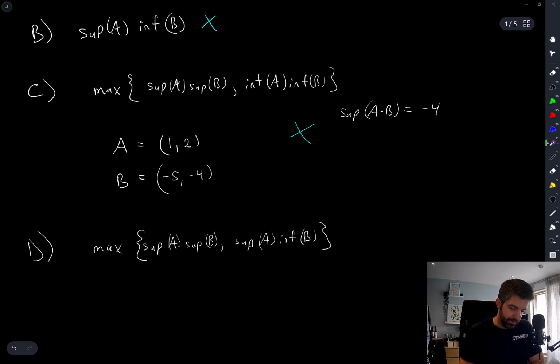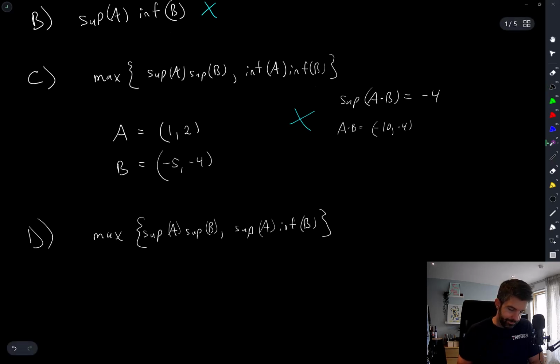It'll be from -10 to -4, right? A dot B in this case is -10 up to -4. So the supremum is clearly -4. We've already seen, again, this is not correct. And supremum of A times the infimum of B gives us -10, which is not correct. So by process of elimination, we have that it's E.